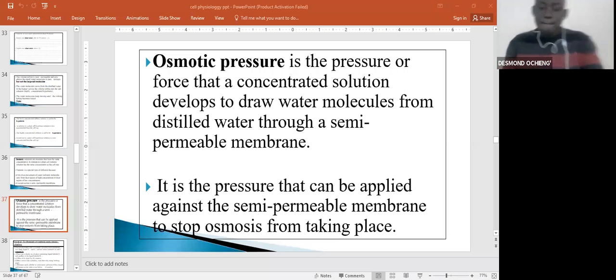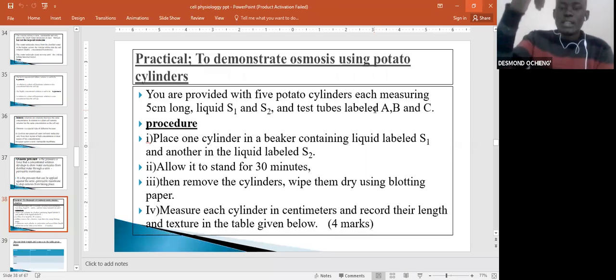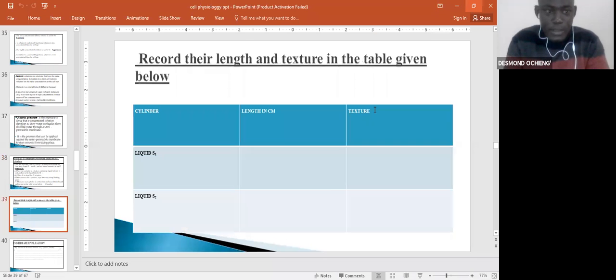We can now proceed. The next terminology in my next slide is to demonstrate osmosis using potato cylinders. I think we are not going to look at this one. You make a potato cylinder by peeling a potato to make it look like a cylinder. The potato has living tissues which will act as our cell membrane, which is semi-permeable, so it will allow for that movement. I will not look at this because it is very practical, so I may not really look at it. Okay.